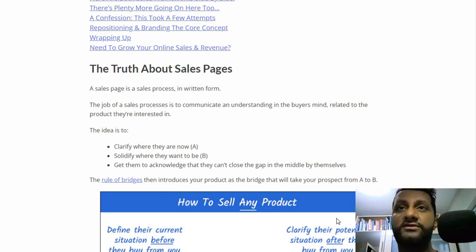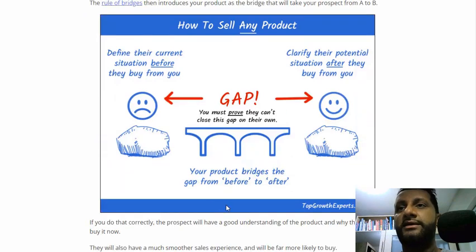And those things are, the first thing you have to do is clarify where they are now, and then you have to underline and make very clear where they want to be, and then you have to get them to acknowledge that there's a gap between the two, and they can't close that gap in the middle by themselves, okay? And then the rule of bridges here, which is an article that I've written elsewhere. If you click it, it will just take you to it. That rule of bridges basically says that your product is the bridge between where they are now and where they want to get to.